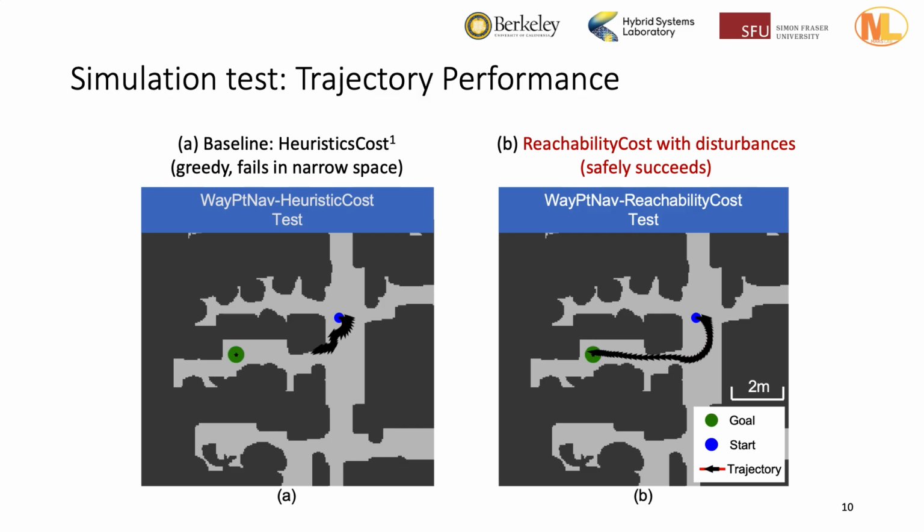For trajectory, similar performances are transferred from training to testing. For the baseline, the robot also shows greedy behavior and fails in narrow spaces. With reachability cost, our robot stays in the middle of the road and successfully enters the narrow doorway, which is only 70 centimeters wide.